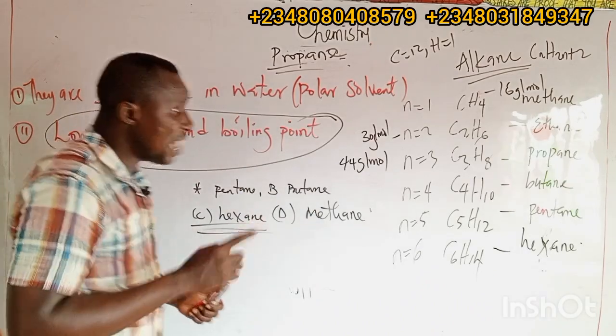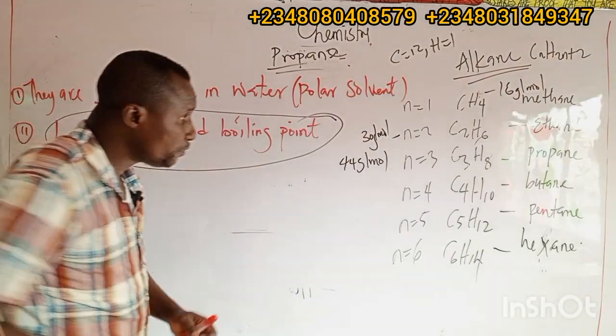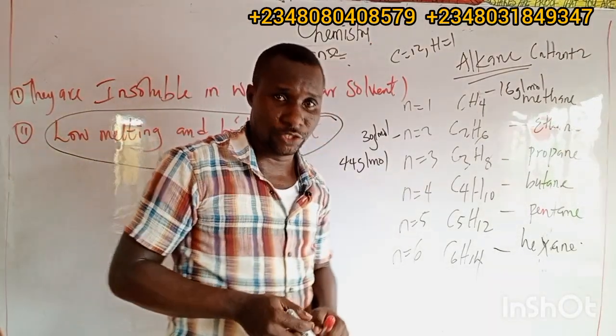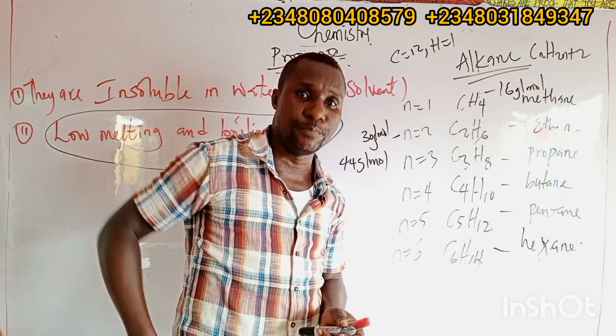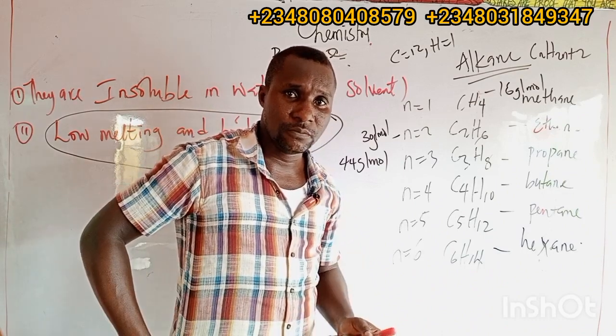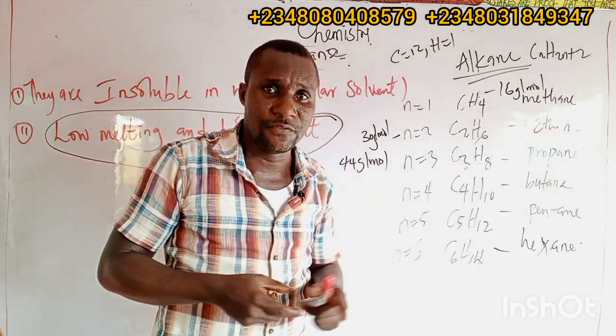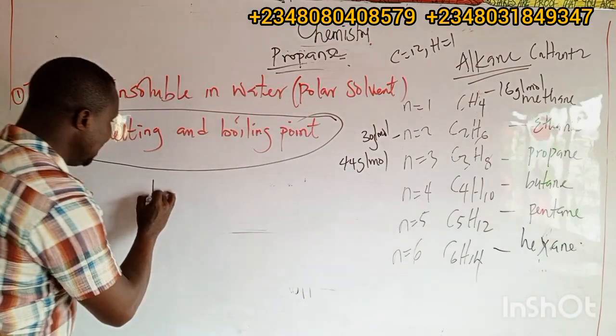Take note of that. Another thing that also affects their melting and boiling points: the number of branches. When you have an alkane with branches, it will have what? A lower melting point than what? A long-chain aliphatic. Look at this. This is ethane.